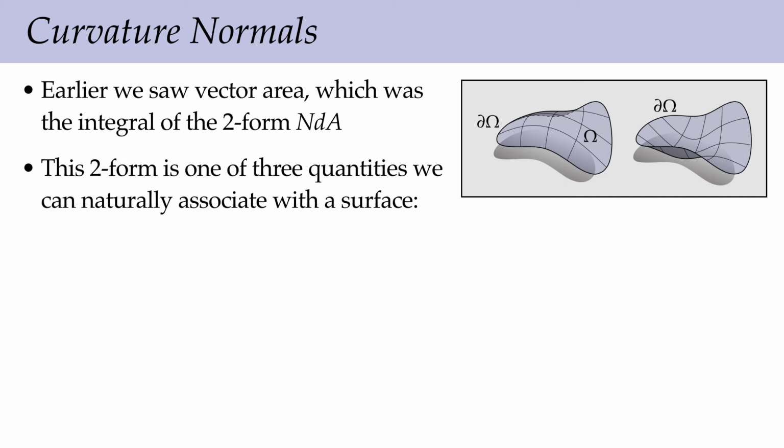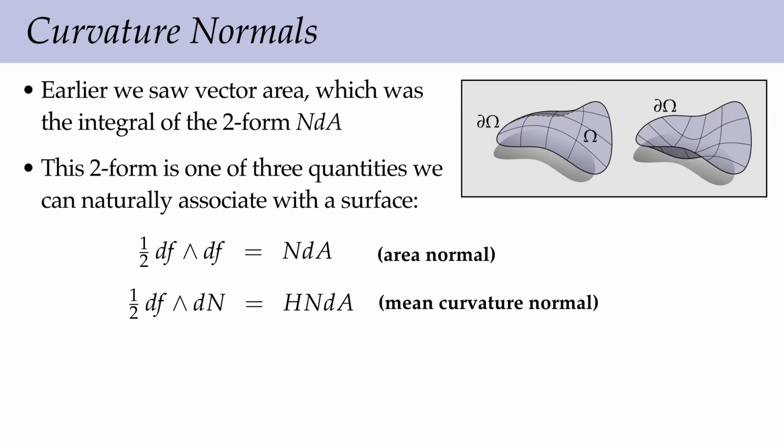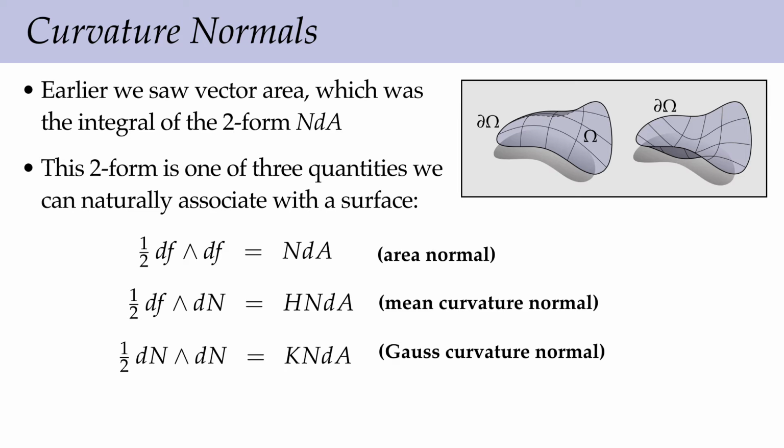In fact, this 2-form is one of 3 basic quantities that we can naturally associate with a surface and its Gauss map. So the way we wrote it down last time is we said we can write it as a differential form, 1/2 df wedge df. If we do something similar, but now with both the surface f and the Gauss map n, right, the positions and the normals, we get 1/2 df wedge dn is equal to the mean curvature normal, meaning the mean curvature of the surface times its normal vector times the area form. Okay? And completing the picture, we can look at 1/2 dn wedge dn, which gives us the Gauss curvature normal. So now something like the Gaussian curvature in the normal direction.